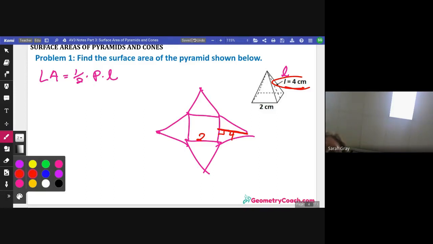So each triangle has an area of, base is 2, height is 4, so 1/2 times base times height, which is 4. If you said 8, you just forgot that 1/2. So my lateral area is going to be 4 times 4, 16. Yes, you can use a calculator.